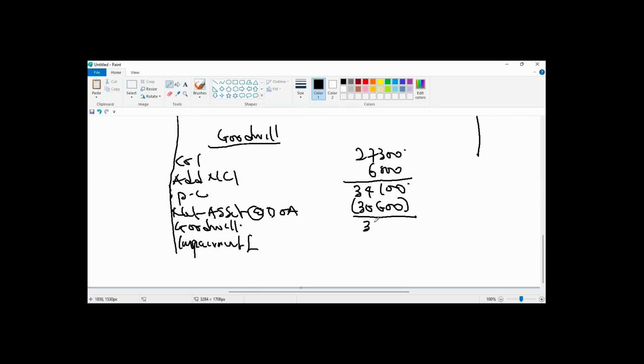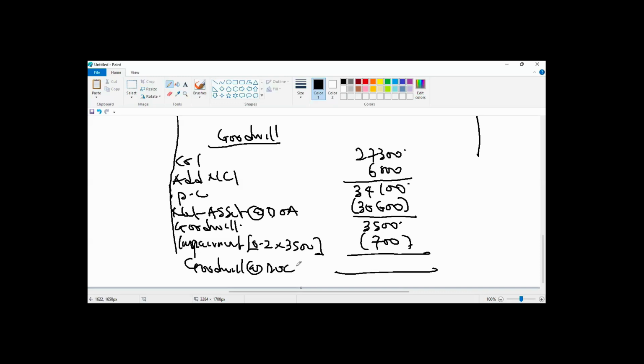Don't forget the impairment is still 20%. So it's 0.2 times 3,500. How much is it giving me? 700. 700 is the impairment. Then the goodwill at DOC, what is the goodwill at DOC? 2,800. That's all. This is fair value.